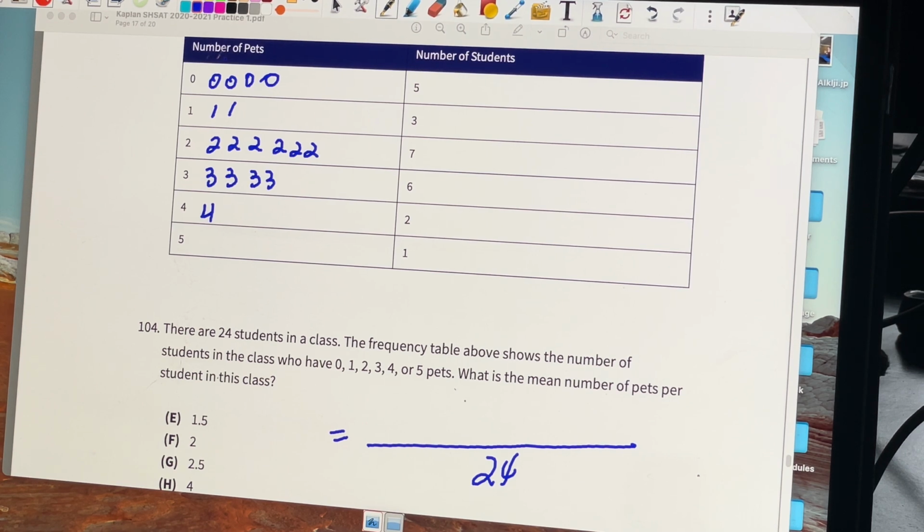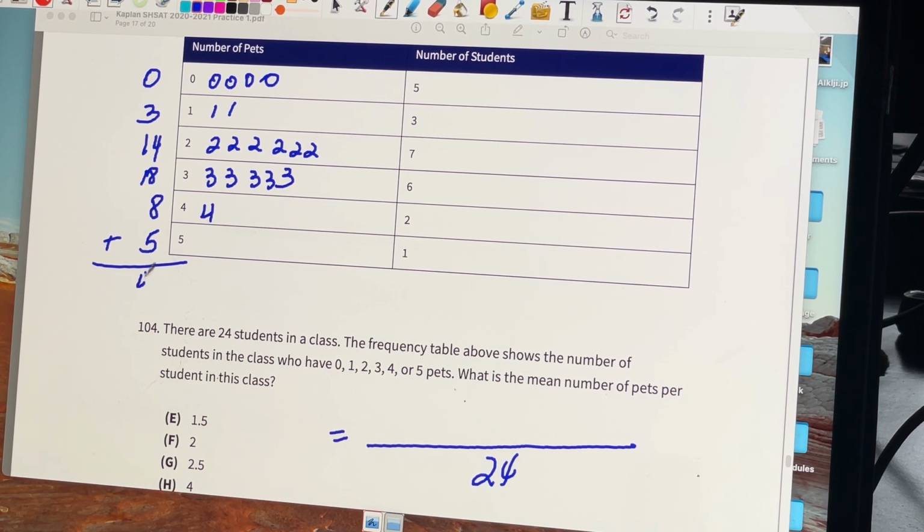So let's find a total. This is 0. This is 3. If we add this, we get 14. This is 1, 2, 3. We need one more 6. We have 6 times 3, which is 18. This is an 8, and this is a 5. So let's add them up. 5 and 8 is 13. 13 and 18 is 31. 31 and 14 is 45.